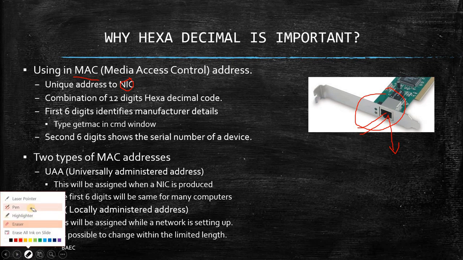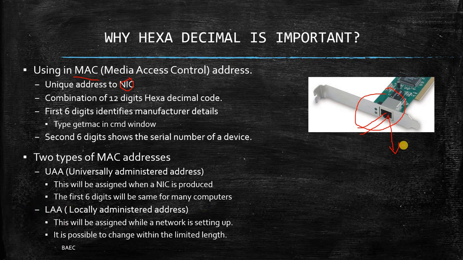So what is a MAC address? A MAC address is given to the NIC. It is a unique address, and which kind of number system it uses is the main point. It uses hexadecimal. The NIC uses hexadecimal values as an address, and there are 12 digits given for identifying this device. What is this device? Yes, it is the NIC. This NIC device is identified using a 12-digit hexadecimal code.